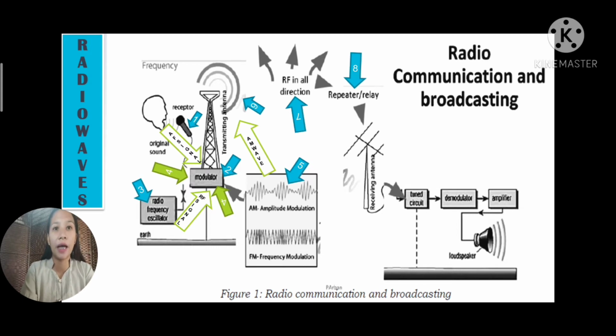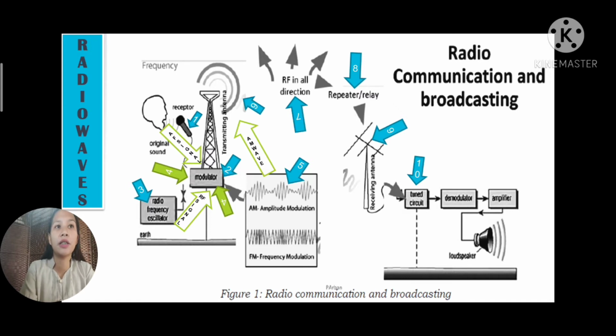to reach the receiving antenna. The ionosphere helps the radio waves to bounce back, and they will be accepted by the receiving antenna.